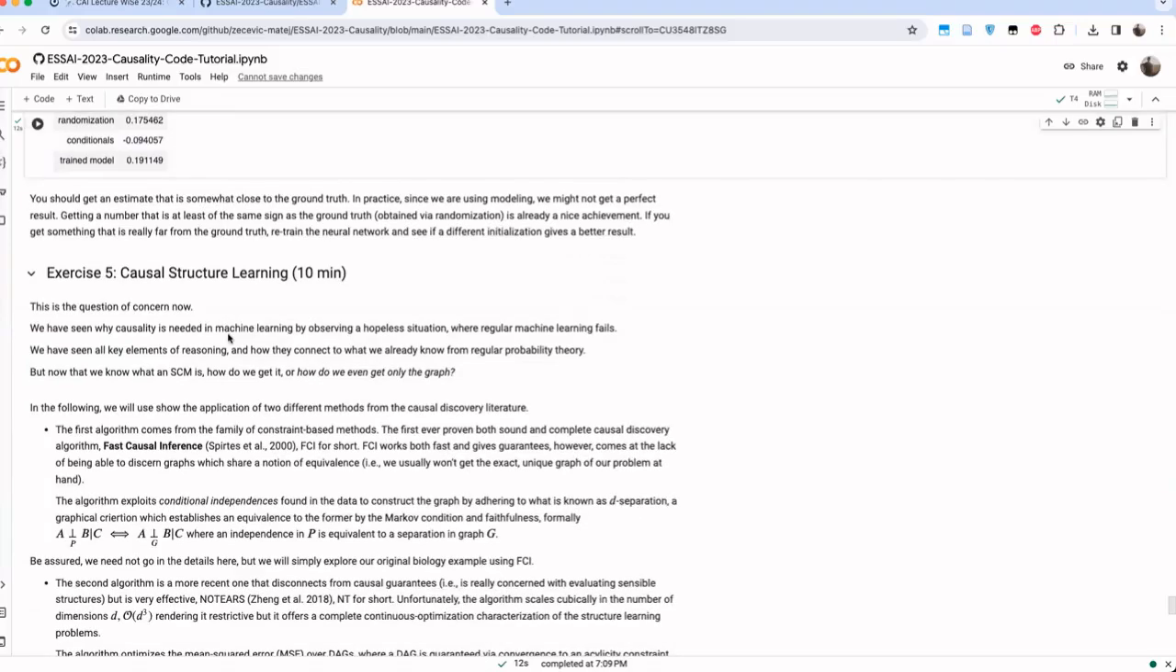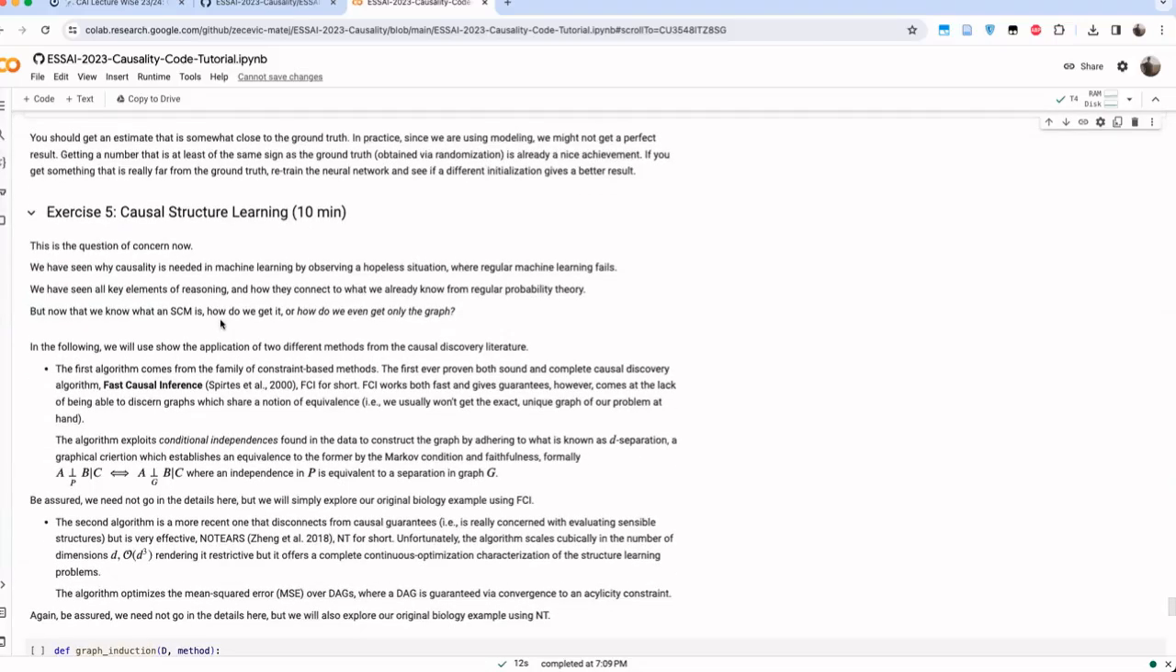Okay, and now we're jumping to the final exercise, which is causal structure learning or causal discovery.